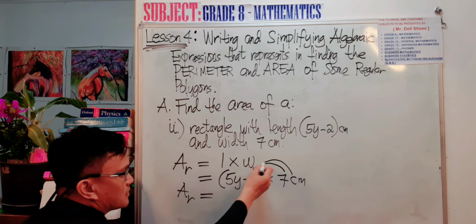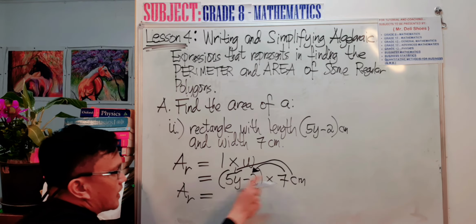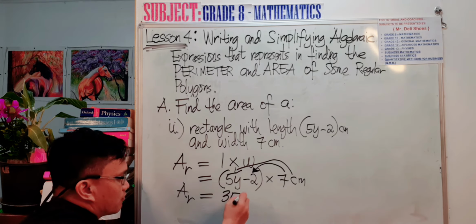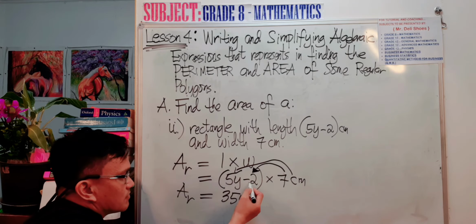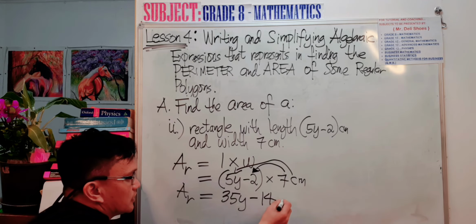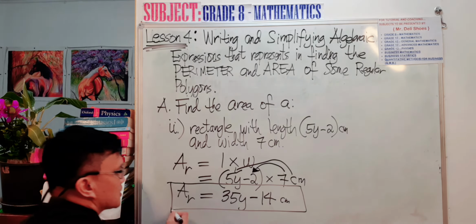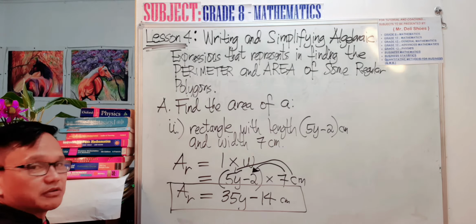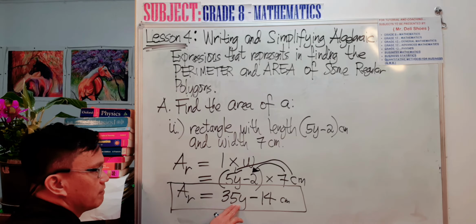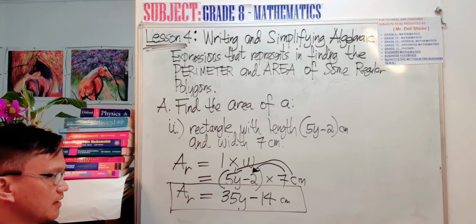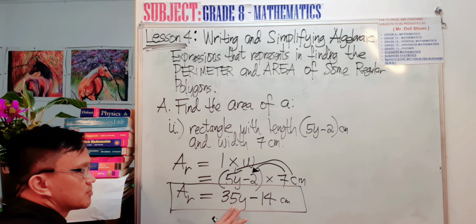First is 7 times 5y. 7 times 5 is 35y. 7 times negative 2 is negative 14. Very good. Centimeter. So this is now the algebraic expression of finding the area of the rectangle: 35y minus 14 centimeters. So this is the algebraic expression. This is the expression of the area.